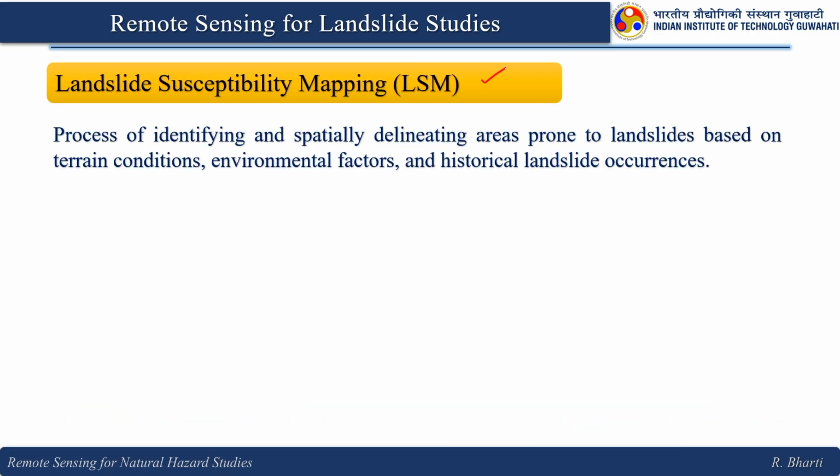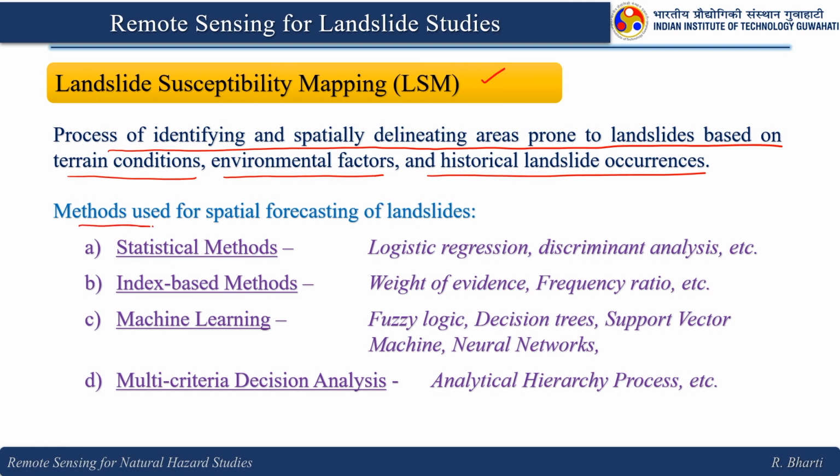Now, we will talk about landslide susceptibility mapping. It is the process of identifying and spatially delineating areas prone to landslides based on terrain condition, environmental factors and historical landslide occurrences. Here, the method that is used: the first one is the statistical method. You can go for logistic regression, discriminant analysis, etc. When we talk about the index based method, weight of evidence and frequency ratio can be used.